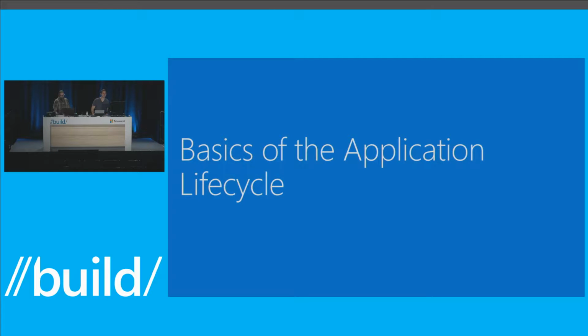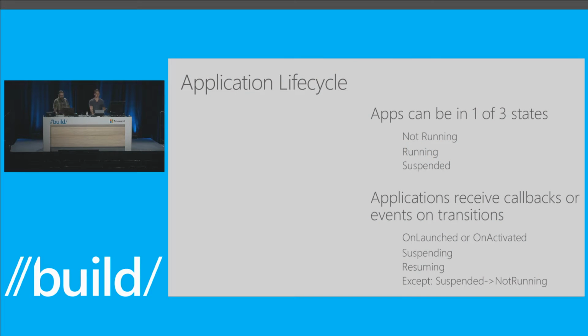So let's start with the basics of the app lifecycle. Now, your application can be in one of three states. It can be in not running, running, or suspended. Now, if the user has not yet launched your application, it's in the not running state. When the user launches your application, the on-launch callback is then initiated, and your application moves to the running state. So for other types of activations, such as directly through a file opening contract, for example, a form of on-activated is instead going to be invoked for you to use.